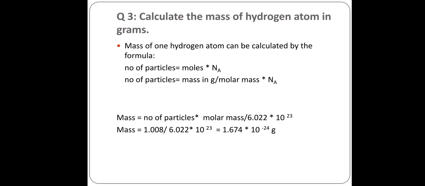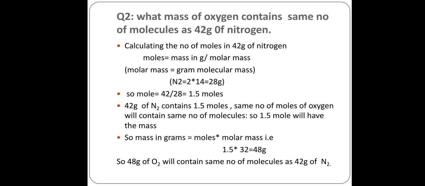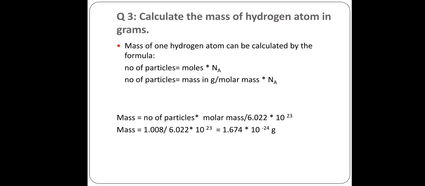Okay, atoms. When the question is about atoms, it means it's something about the number of particles, so we have to calculate the number of particles first. The mass of one hydrogen atom can be calculated by the formula: number of particles equals moles into Avogadro number.